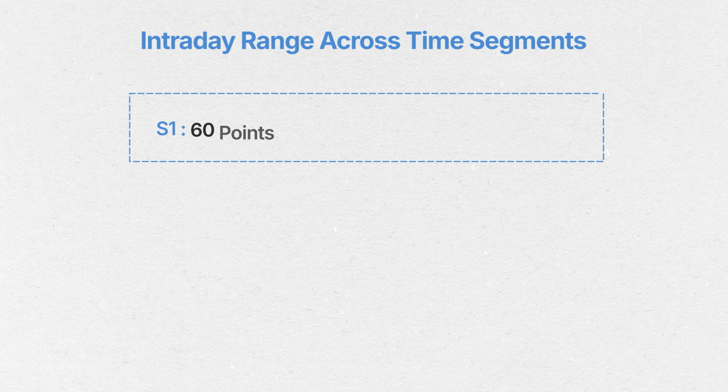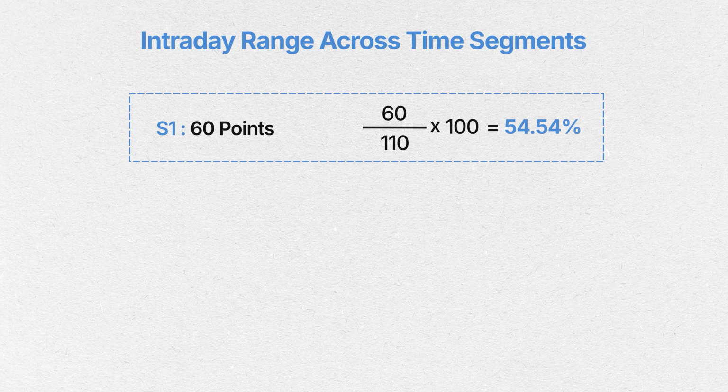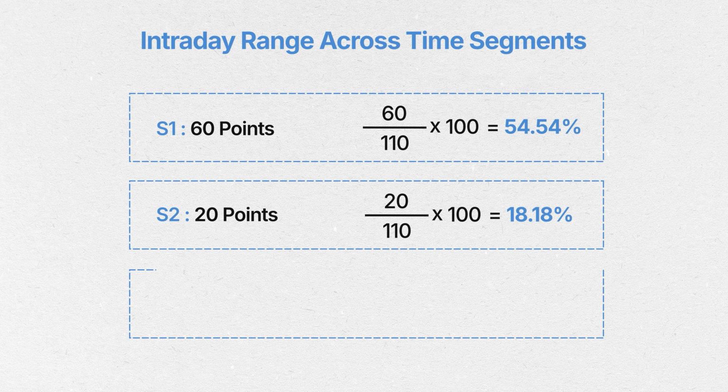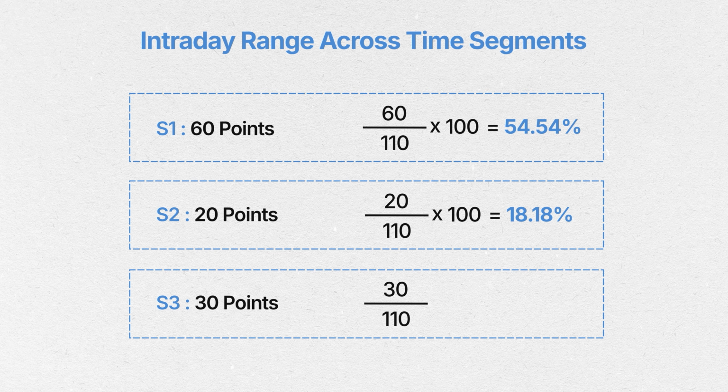So S1 gave us 60 points, which means 60 divided by 110 into 100 gives us 54%. S2 gave us 20 points, so that would be 20 divided by 110 multiplied by 100, that's 18%. S3 gave us another 30, so that's 30 divided by 110 multiplied by 100, that gives us 27%. I hope you got the math.